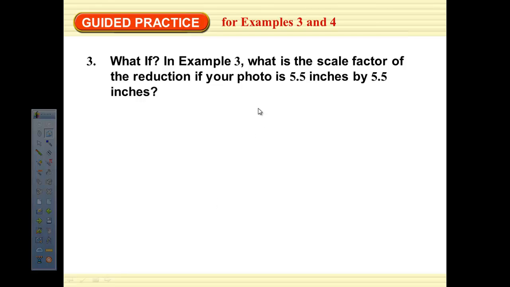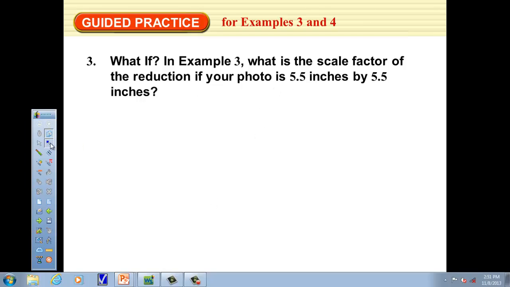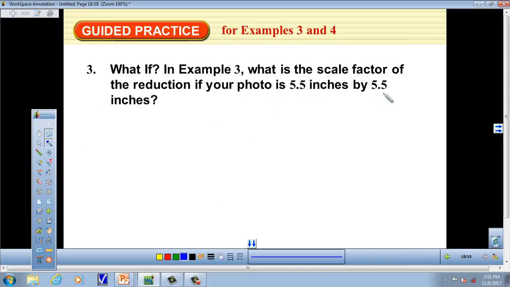Alright, so in this problem, remember originally it was 4 inches by 4 inches, and it was reduced to 1.1 by 1.1. So again, if we were doing the scale factor here, the original is 5.5 and the new one is 1.1. If we simplify that, we would get 1 to 5.